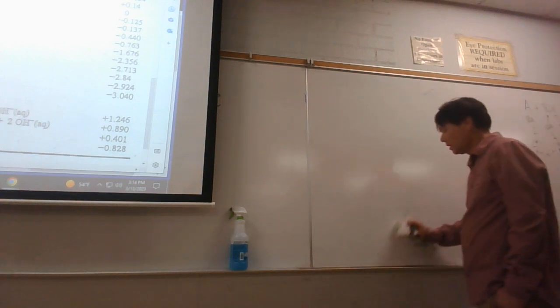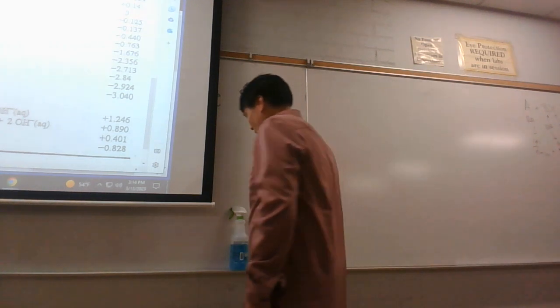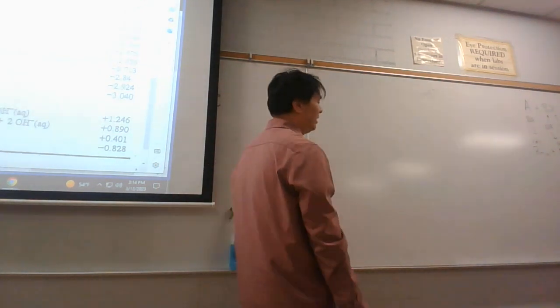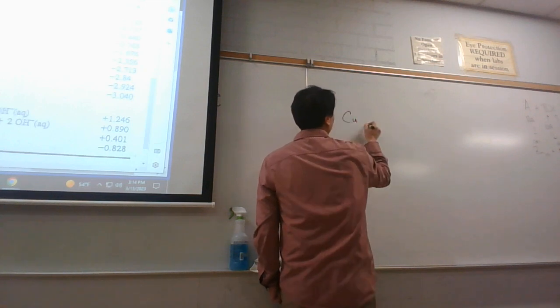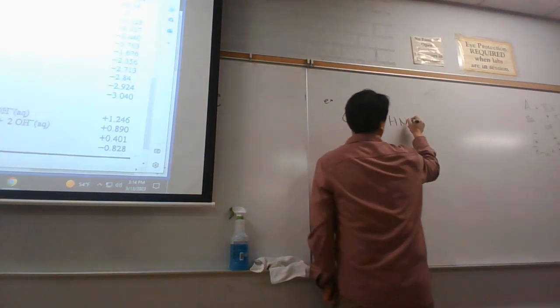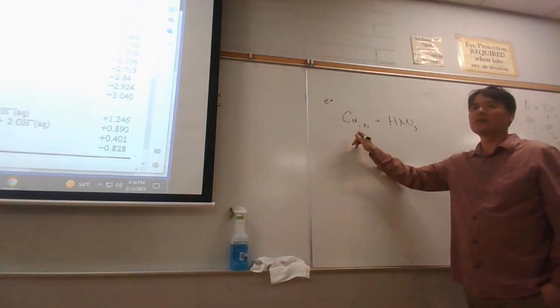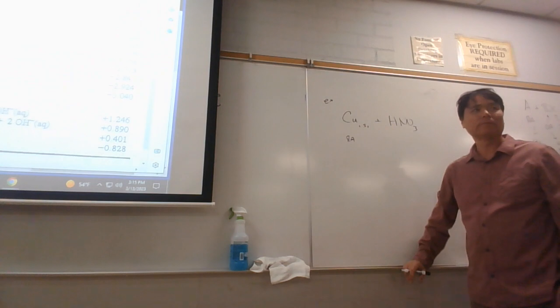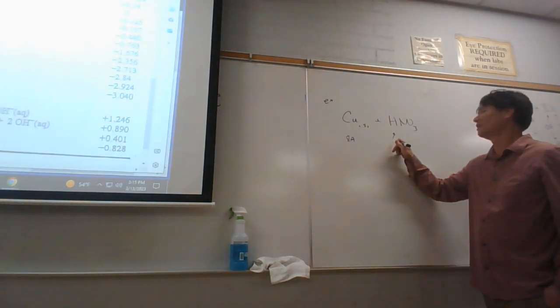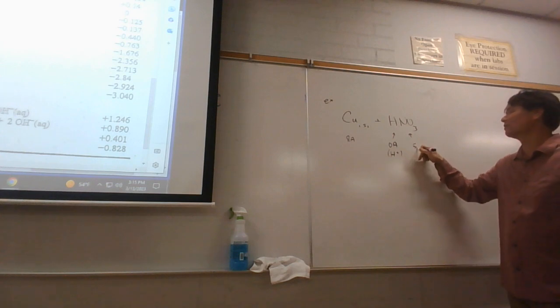The problem with this is, it seemed to work out here, but what if it didn't quite work out? So let's take a look at this example here, copper plus HNO3. In this particular one, the role of copper is the reducer. The role of H plus is the oxidizer. So that should be H plus. And the role of nitrate is spectator.